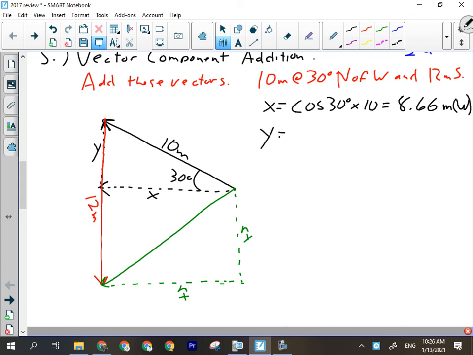Okay, then I'm gonna find the y component. It's the sine of 30 times 10, which is going to be 5 meters north. Okay, everyone with me so far?